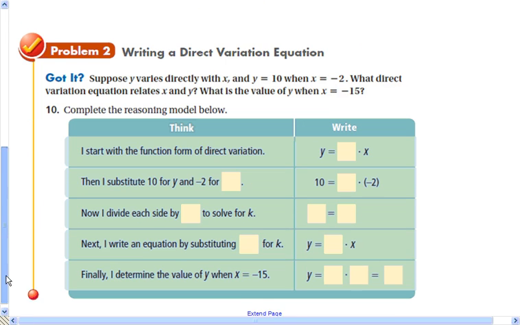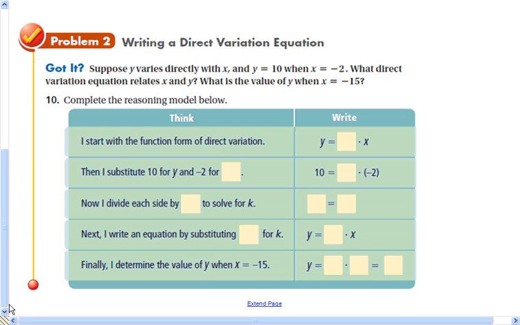All right, go ahead and see if you can do this problem. I'll write down the answers for you. If you want to pause and check back, that'd be great.